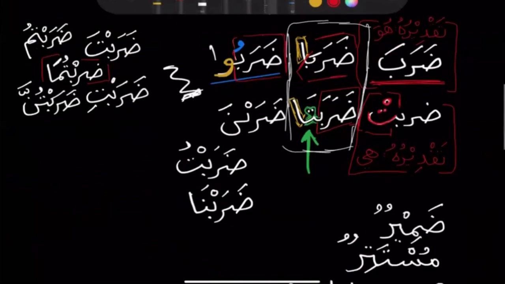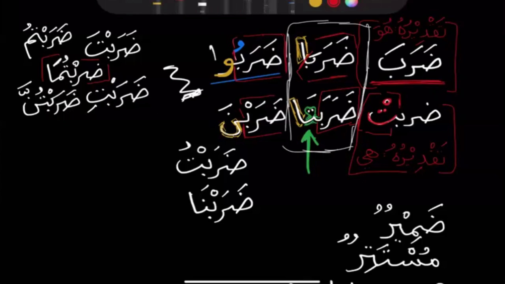And that wow is corresponding with hum. And then you have darabna. The noon is the pronoun. This is called noonun niswa, the women's noon, or the noon of the women. Noonun niswa, or noonun nisa, the women's noon. So this noon goes with هن ضربنا. هن ضربنا.